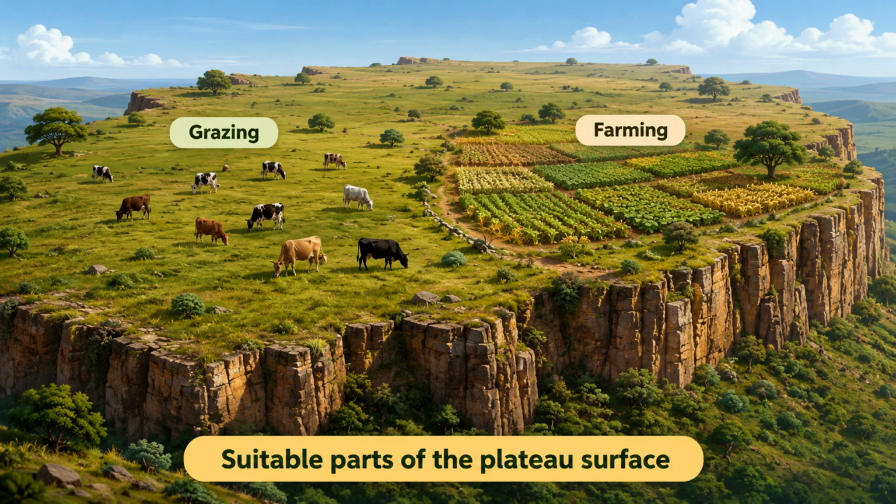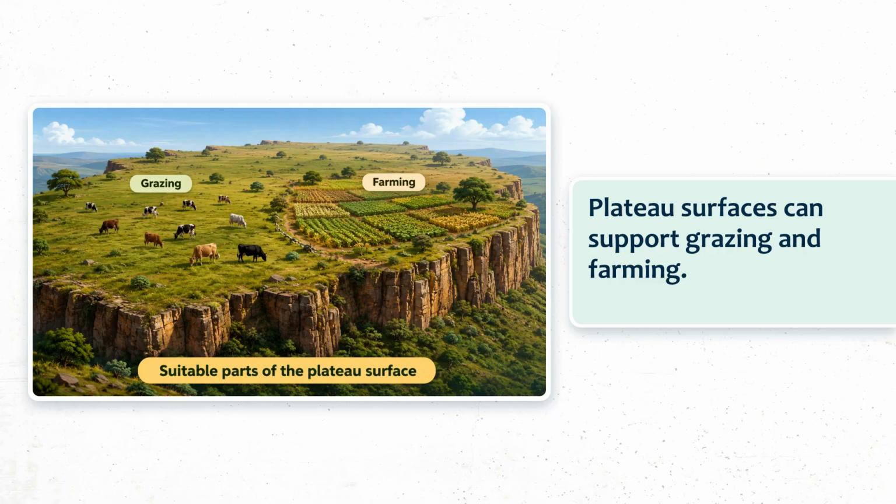Many plateaus can support grazing and farming on suitable parts of their broad upper surfaces. Different parts of the same plateau can be used in different ways. The broad surface creates more than one possibility. Plateau surfaces can support grazing and farming. Different areas may support different uses.